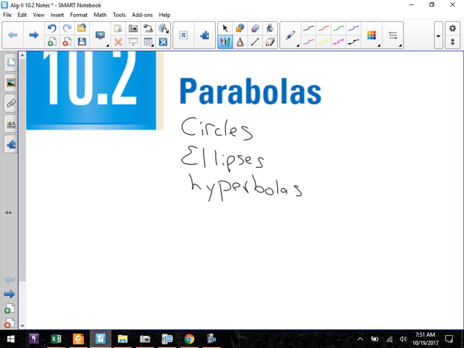Next week will be the newer things, ellipses and hyperbolas. Ellipses are basically ovals, and hyperbolas are double parabolas. Okay, so that's what those look like.